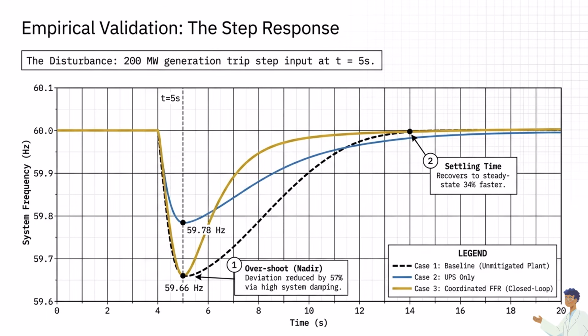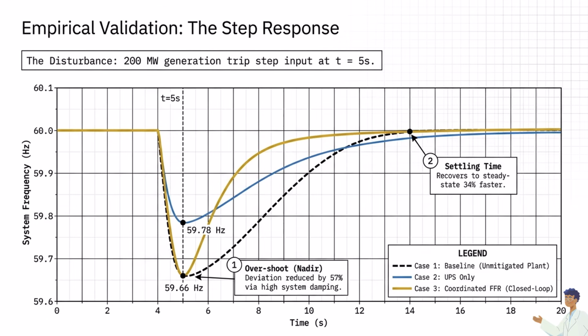Empirical validation: the step response. Let's look at the result. We simulate a severe step disturbance, a 200 MW generator tripping offline at T equals 5 s. The dashed black line is the integrated plan. The black line, the frequency, dropped sharply to 59.66 Hz. The blue line shows what happens if we only use the UPS.